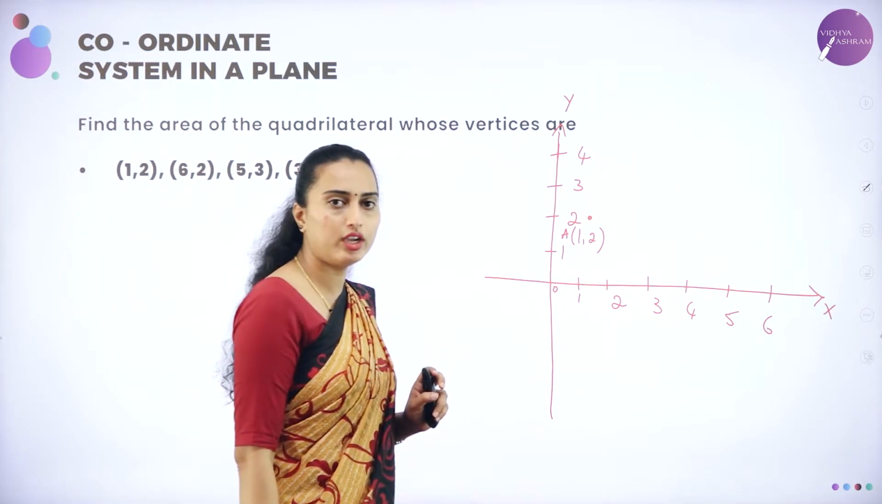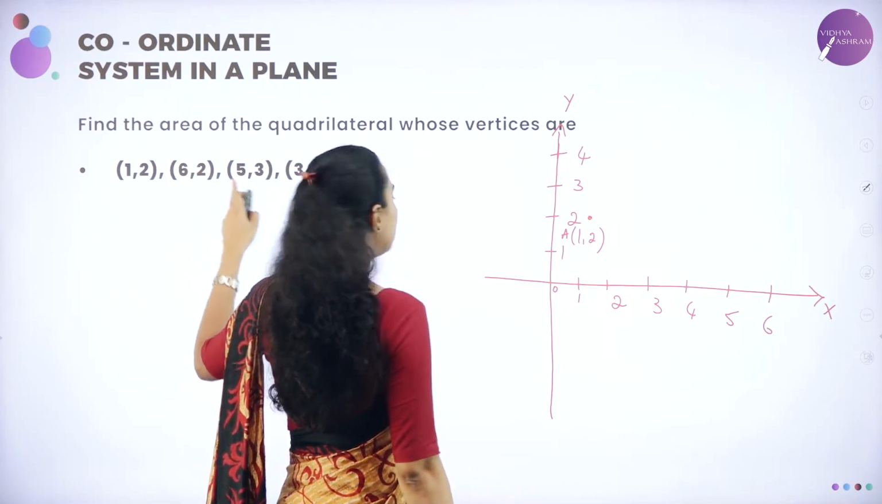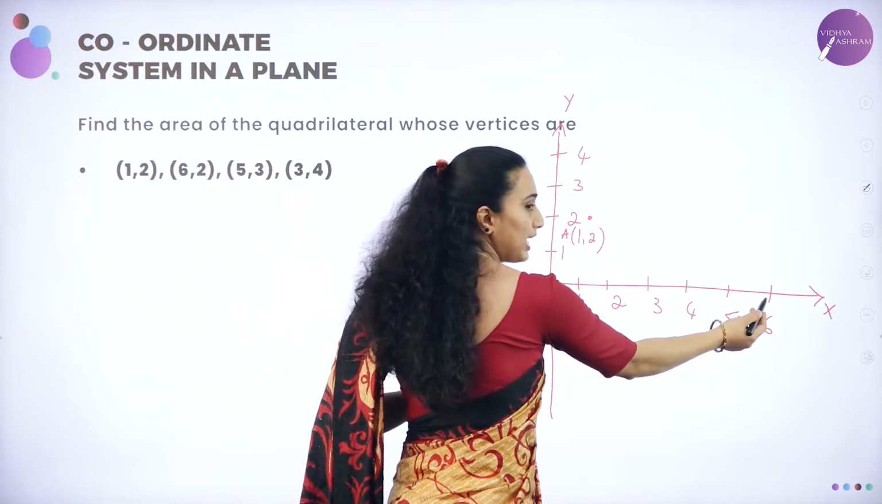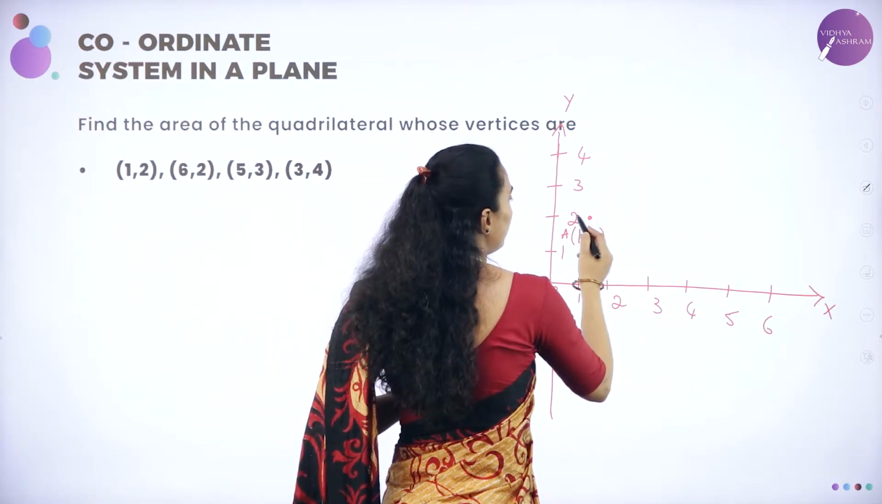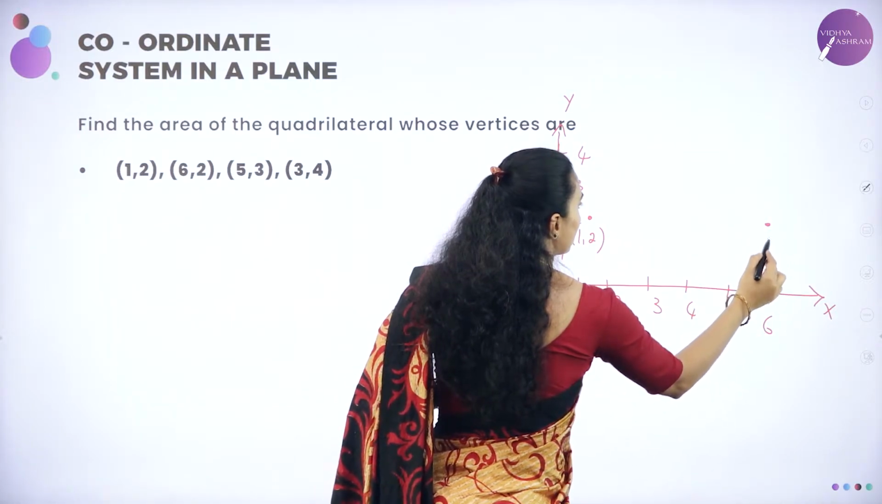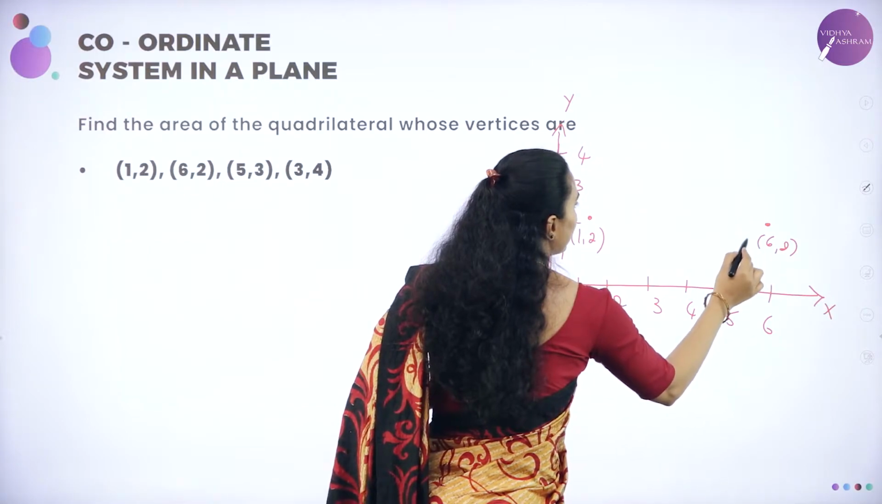A is the point 1, 2, and then they have given 6, 2. Where is 6, 2? 6, 2 means the x-axis will be 6 and the y-axis will be 2. Here 6, 2 will be this, correct? Here this is 6, 2. So I am going to mark that point as B.